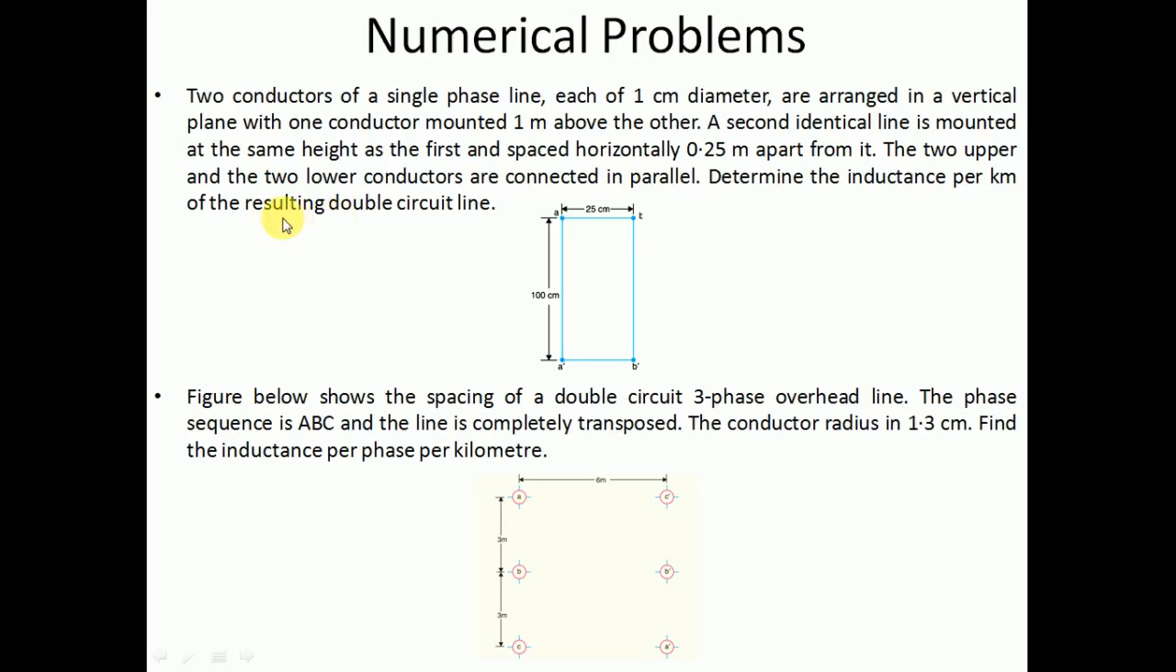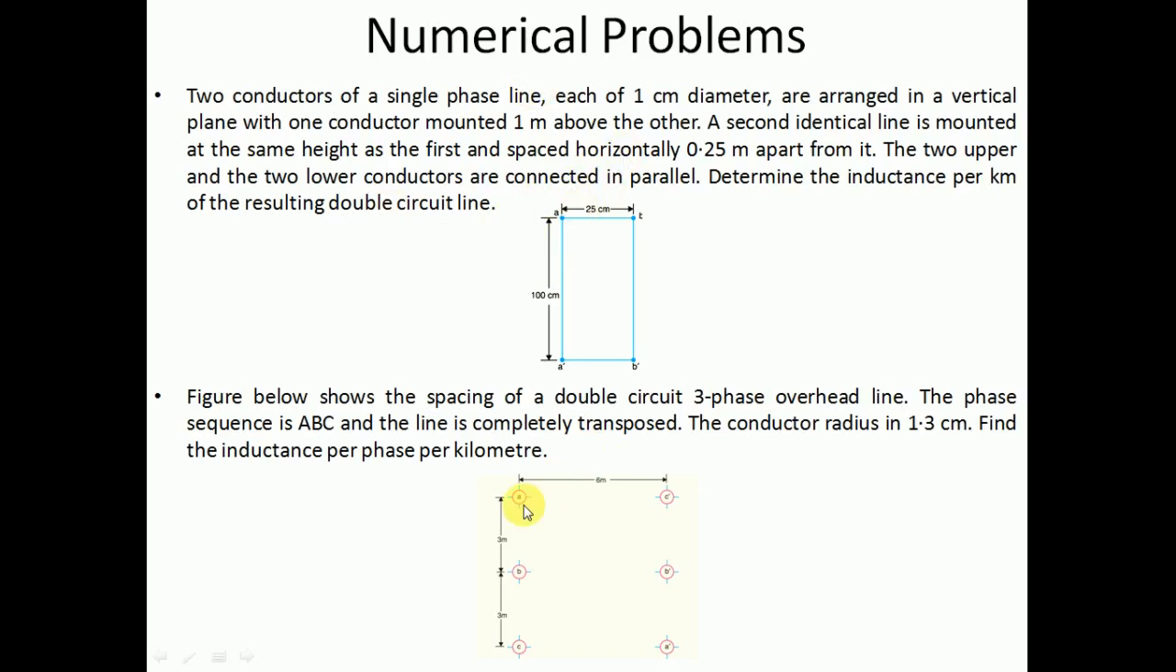Since you are asked to find the inductance per kilometer of the resulting double circuit line, you have to find the value of loop inductance, which can be calculated by multiplying this inductance per conductor per kilometer into 2. You have to solve this problem by yourself and send it to me.